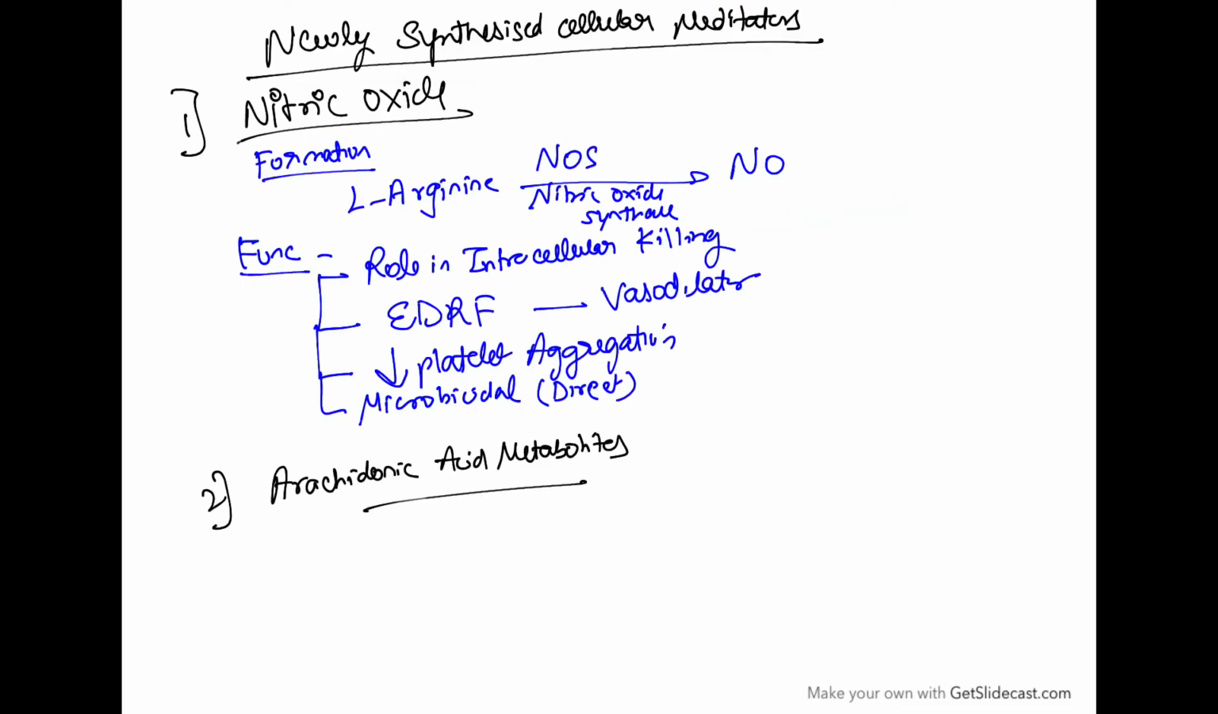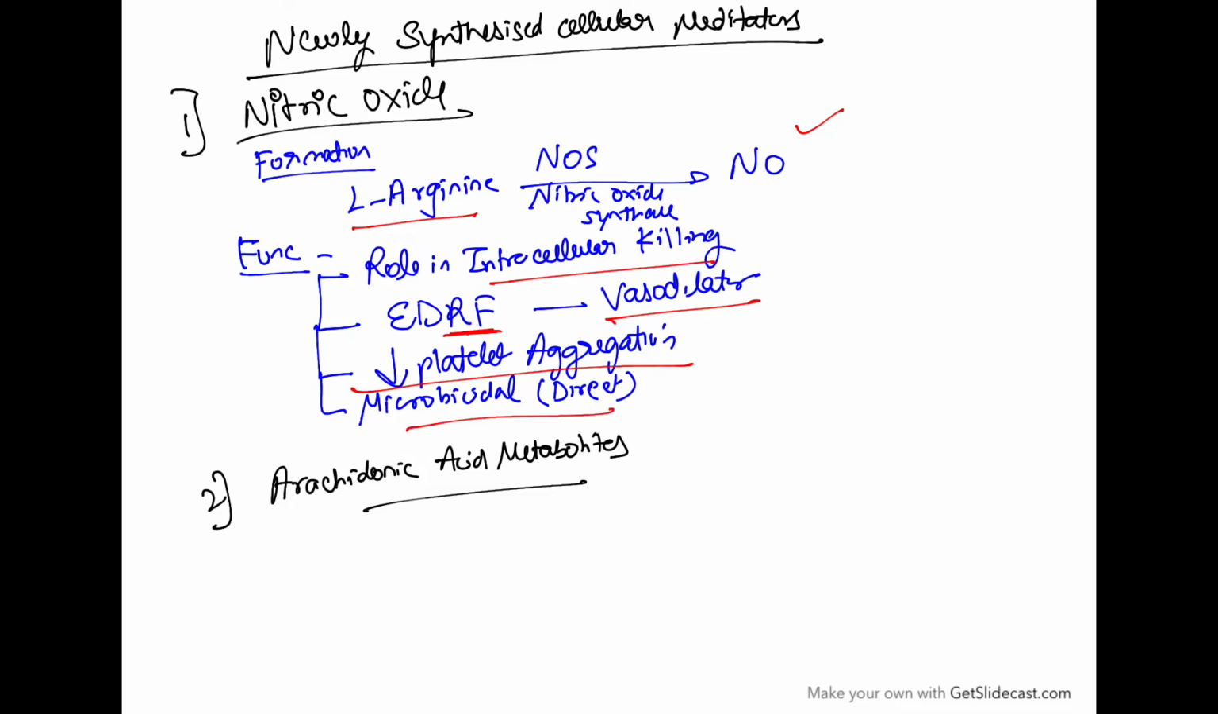Now coming to newly synthesized cellular mediators like nitric oxide. How is it formed? L-arginine, in the presence of the enzyme nitric oxide synthase, is converted into nitric oxide, and the function is in intracellular killing. It is also known as endothelium derived relaxing factor. It causes relaxation of the vascular smooth muscle, therefore it acts as a vasodilator. Also it decreases the platelet aggregation and it has a direct microbicidal action also.